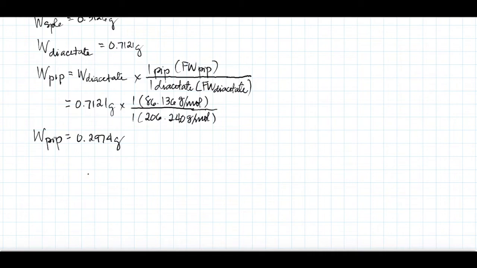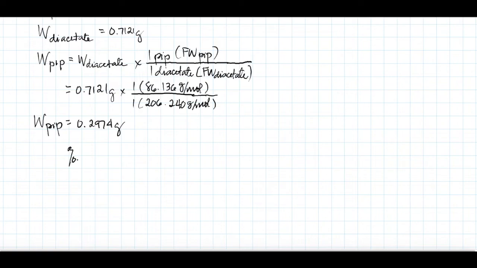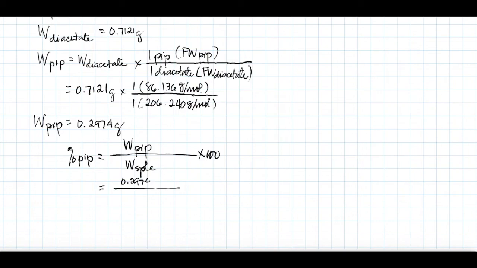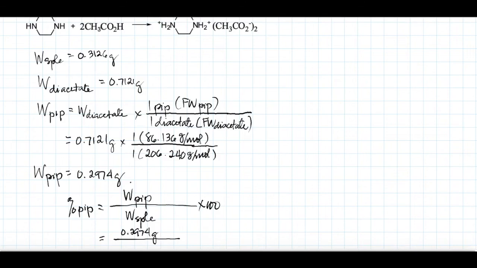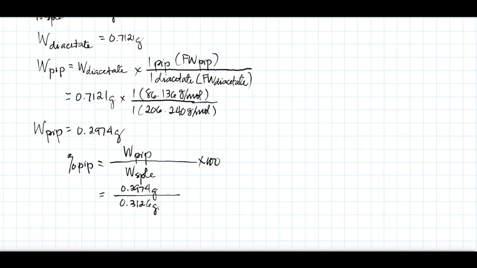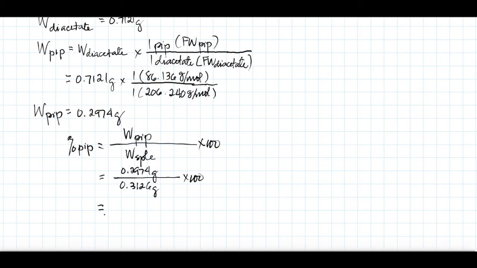Next, we can now calculate percent piperazine based on the weight of piperazine and the weight of the sample. So percent by weight piperazine is equal to the weight of piperazine divided by weight of the sample times 100. That is equal to 0.2974 grams divided by 0.3126 grams, times 100, and that will be equal to 95.14%. So that is now the percent piperazine.